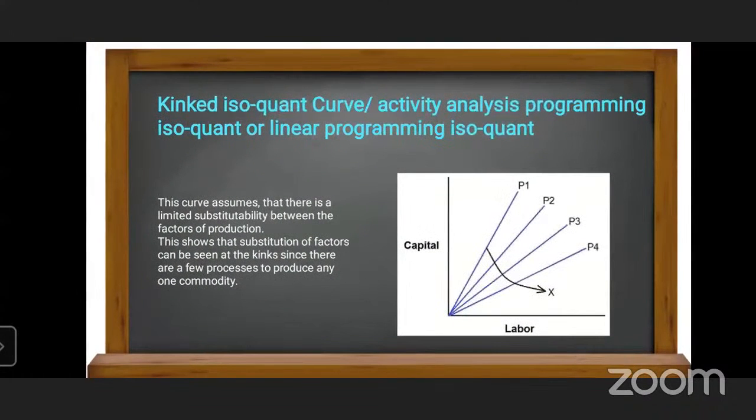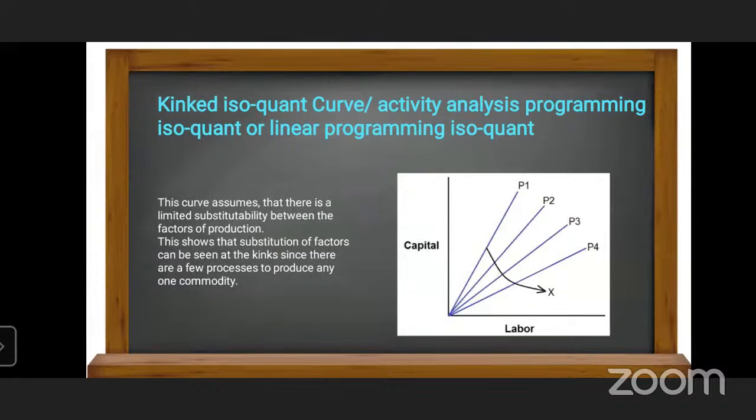Then there is kink isoquant. Kink isoquant is also known as the activity analysis isoquant because it is used in engineering. Okay, they refer to it as activity analysis, and it is also known as the linear programming isoquant. So the key term in kink isoquant is limited substitutability. Understand this.